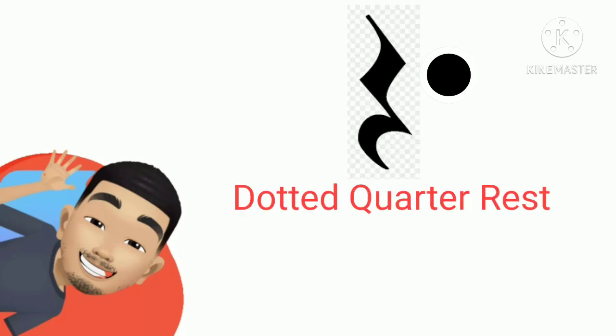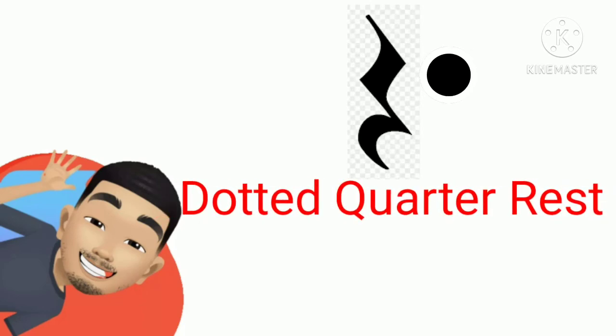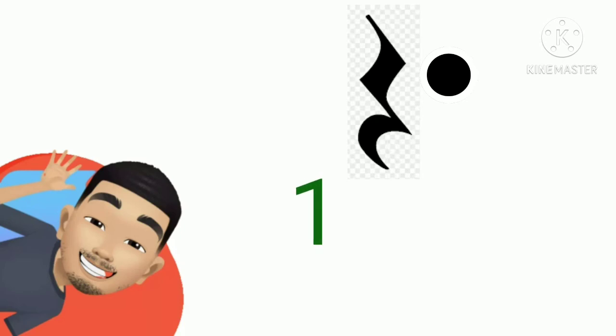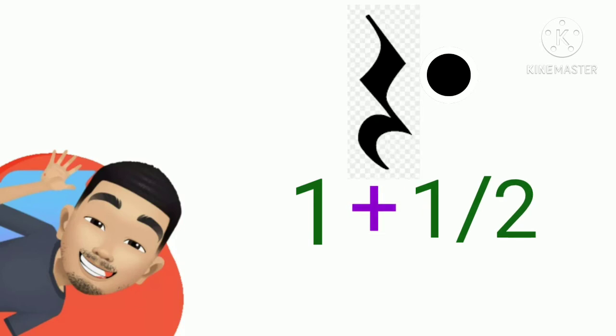This is a dotted quarter rest. A quarter rest has 1 beat. The half of 1 is 1/2. If we combine 1 and 1/2, then dotted quarter rest has 1 and 1/2 beats.